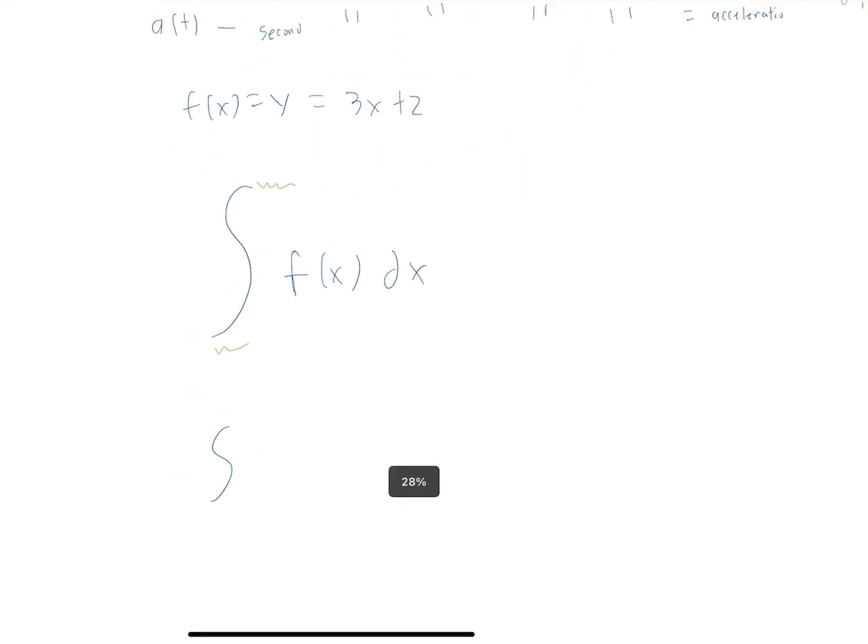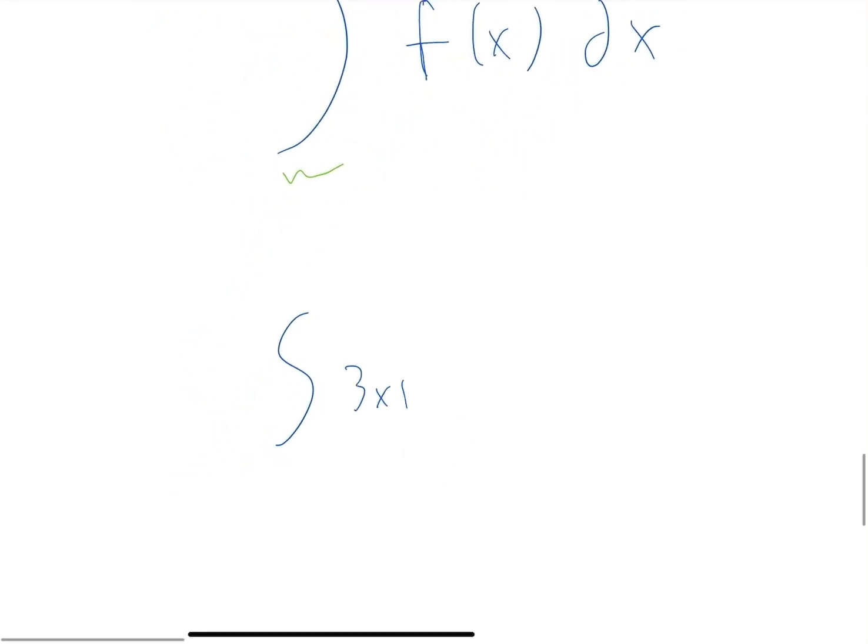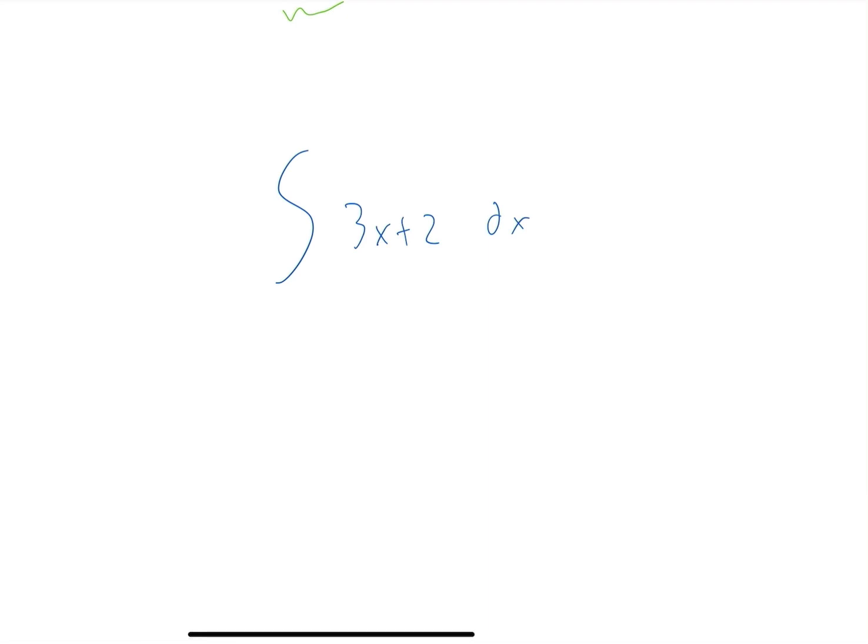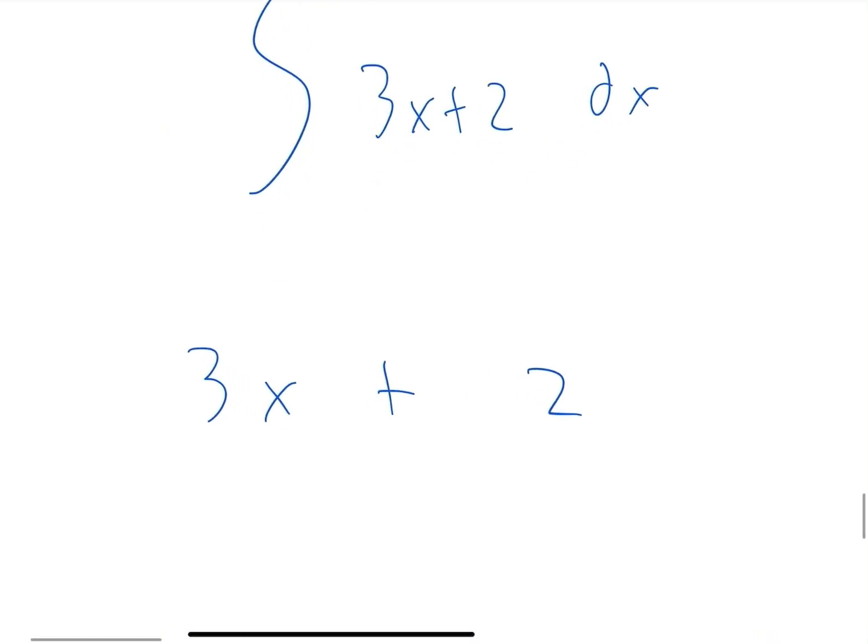So say we had the integral of 3x plus 2 with respect to x, and it is indefinite. The way we do an integral is we take 3x plus 2, and remember how the derivative was taking down the exponent and then subtracting 1 from the exponent. This is kind of like the opposite. You're going to go backwards in steps. So technically this is x to the first.